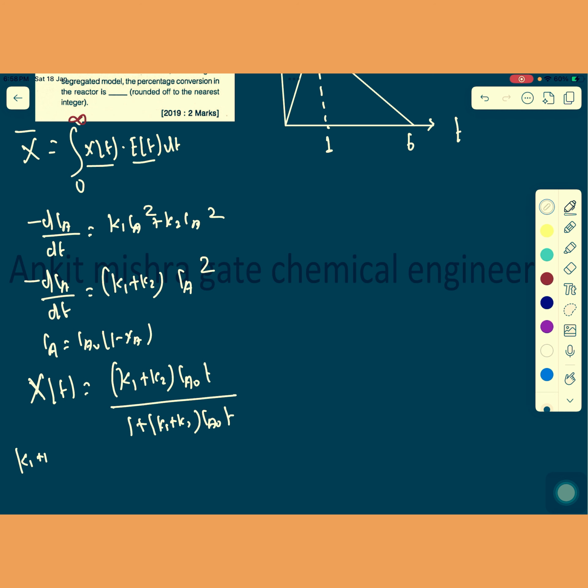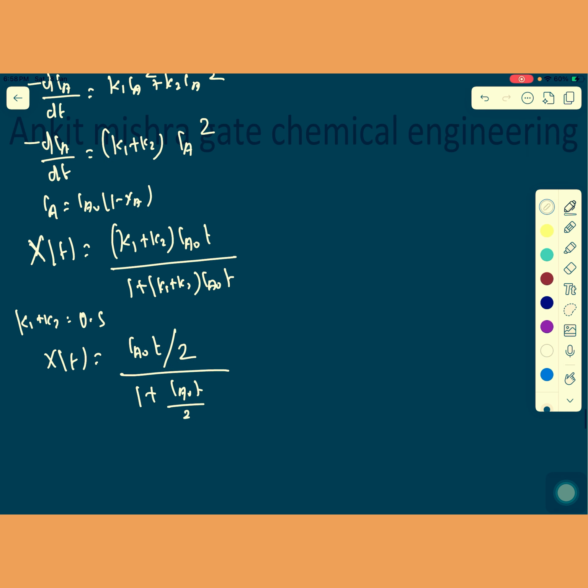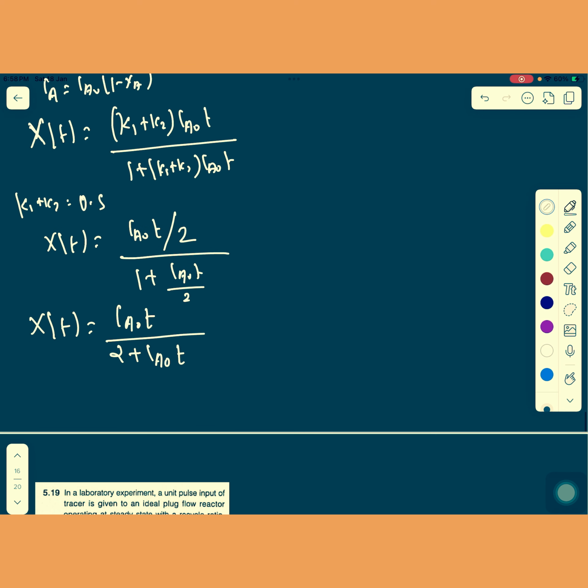So what is the value of k1 plus k2 here? K1 plus k2 will be 0.5. So now the value of X(t) can be written as, 0.5 is half, so CA naught t divided by 2, over 1 plus CA naught t divided by 2. So X(t) equals CA naught t divided by 2 plus CA naught t, and CA naught is given to you as 2 moles, right? So now X(t) equals 2t divided by 2 plus 2t, that is equals t upon 1 plus t. So X(t) you have calculated.